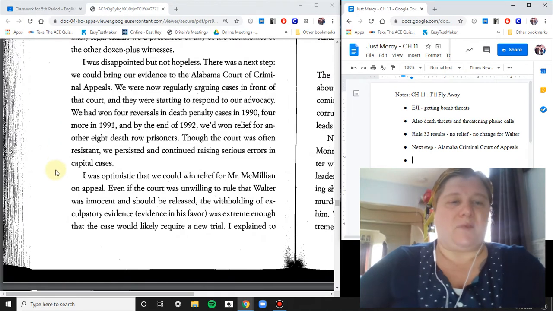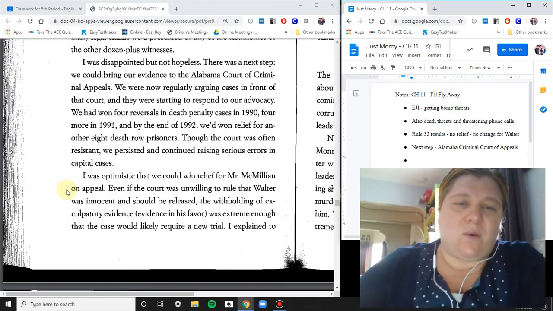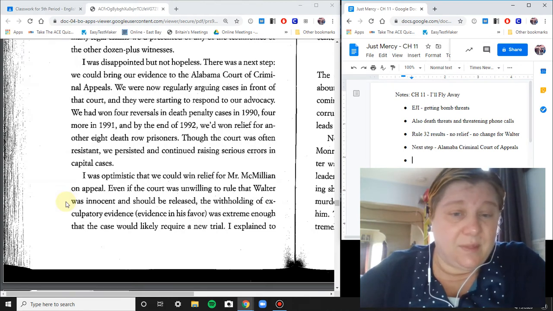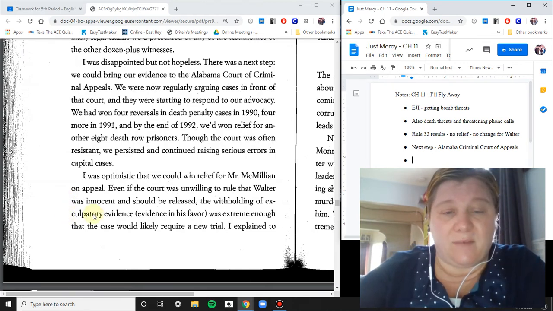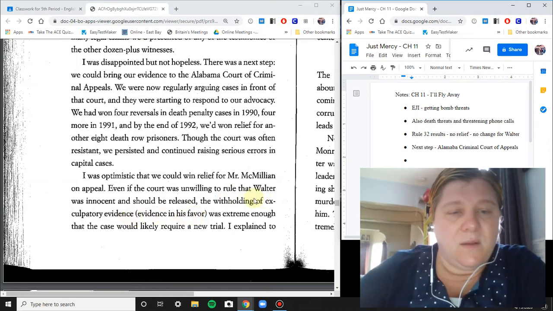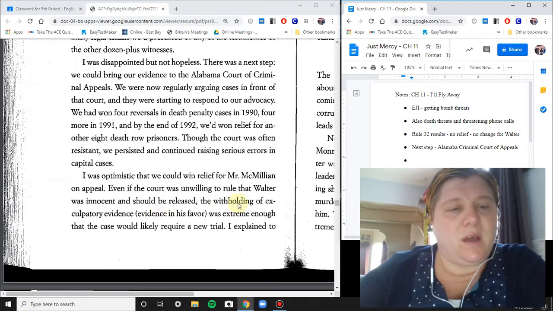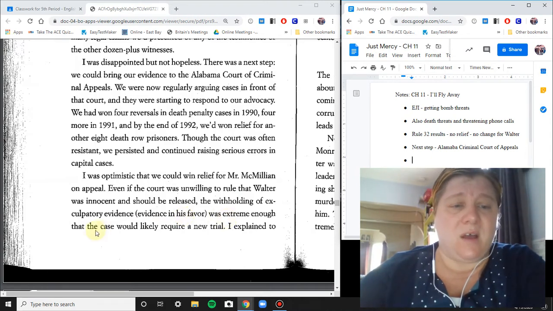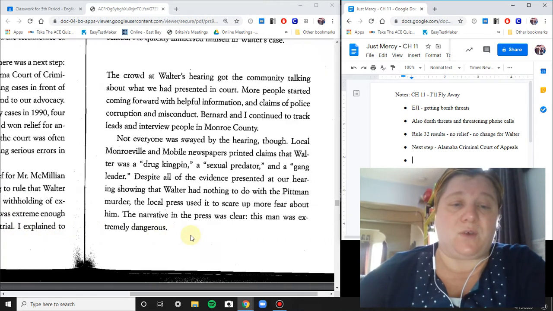I was optimistic that we could win relief for Mr. McMillan on appeal. Even if the court was unwilling to rule that Walter was innocent and should be released, the withholding of exculpatory evidence, evidence in Walter's favor, was extreme enough that the case would likely require a new trial. So the other side not giving up the evidence that kind of showed Walter was innocent.